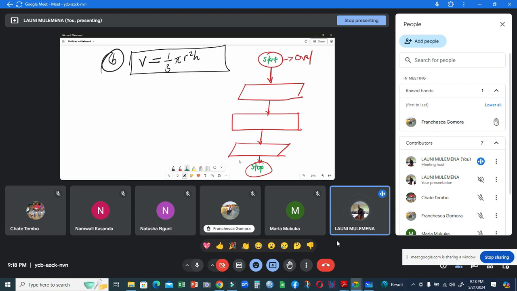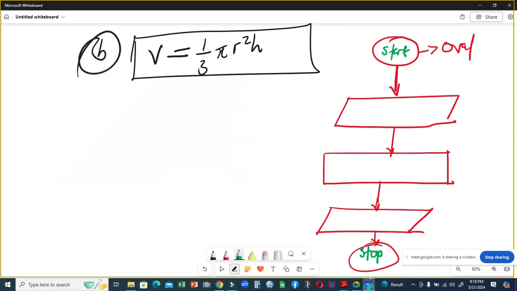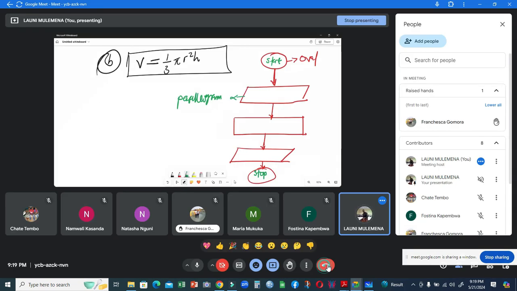Thereafter, we have a parallelogram, the second shape. So the second shape, it is a parallelogram. So remember, guys, this topic comes both in paper 1 and paper 2. Please, let's appreciate it. Comes in both paper 1 and paper 2.